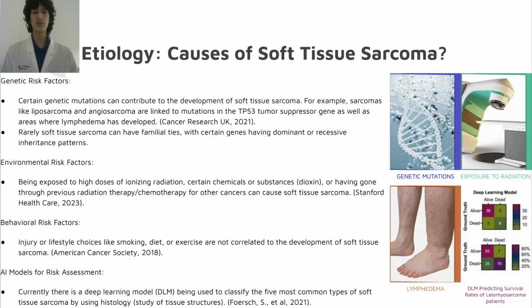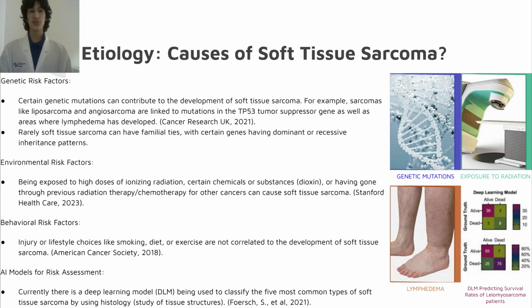Lastly, AI models for risk assessment are currently being used to classify the 5 most common types of soft tissue sarcomas by using the study of tissue structures. Looking to the bottom right, we can see the data from the deep learning machine they use to help predict the survival rate of leiomyosarcoma patients.